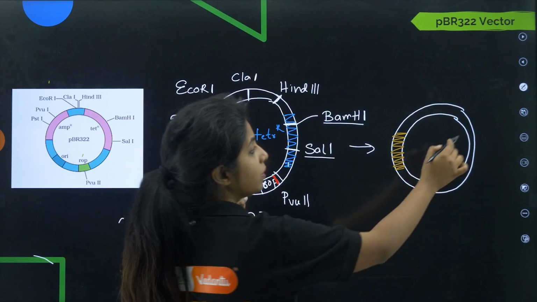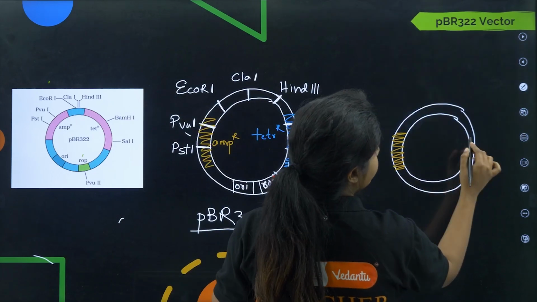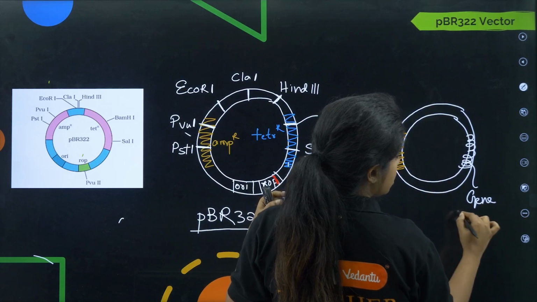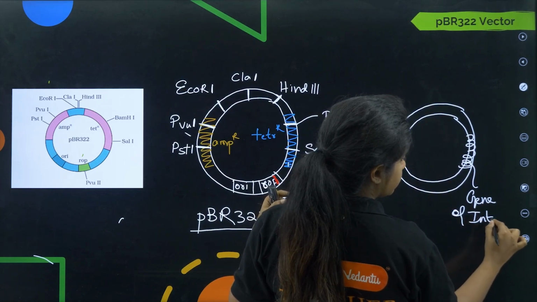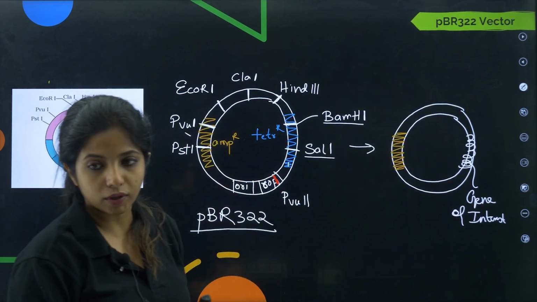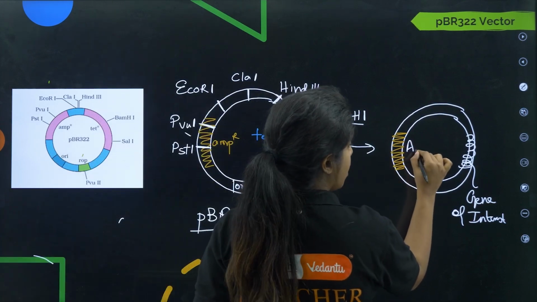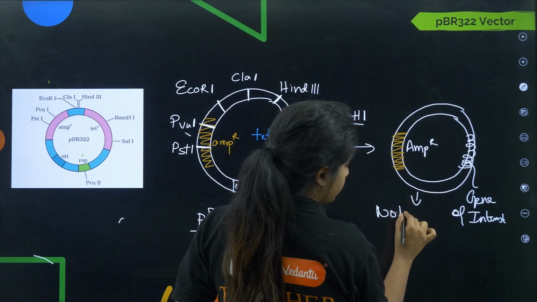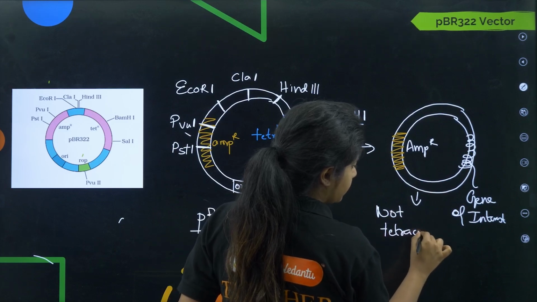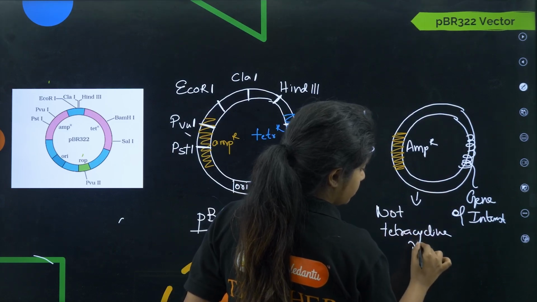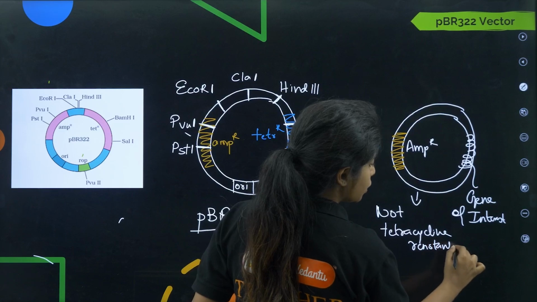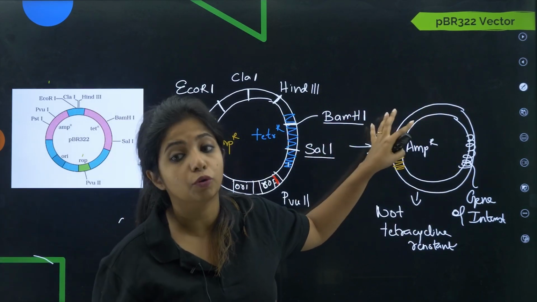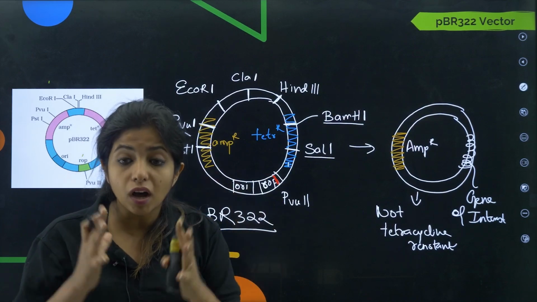Instead of that, what will I have, children? I will have my gene of interest. This is the gene of interest. Okay, and I am writing this is ampicillin resistant, but it is not tetracycline resistant. That means if you put ampicillin, it will still survive because it has a resistant gene. But if you are putting tetracycline, it won't be able to survive. That is the thing.